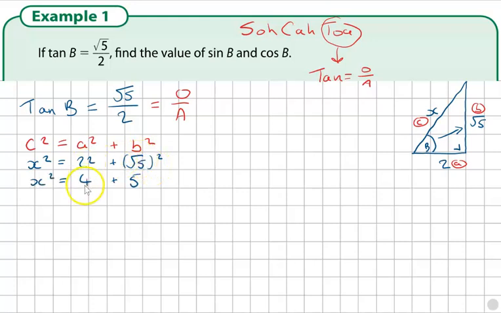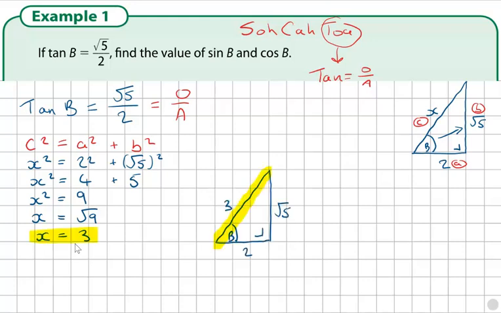So 2 squared is 4, and root 5 squared is going to just give us 5 because the root and the squared part will just cancel. Or if you're unsure of that, just stick this into your calculator, bracket root 5 bracket to be squared, and you'll just get 5. And then 4 plus 5 is 9. So x squared is equal to 9. So x will be equal to the square root of 9. And the square root of 9 is 3. So that side there, the hypotenuse, is 3. So now we have all three sides.